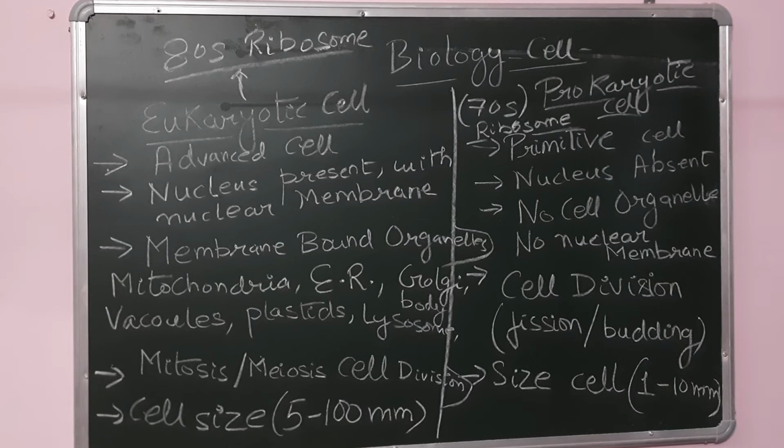Now, if we are talking about cell division, in the prokaryotes it is by fission and budding. In the eukaryotes, it is mitosis and meiosis. Now, the cell size: of course, the prokaryote is smaller, that is 1 to 10 micrometers in size. And in the eukaryotic cells, the cell is larger, that is 5 to 100 micrometers. So this is all about eukaryotes and prokaryotes.